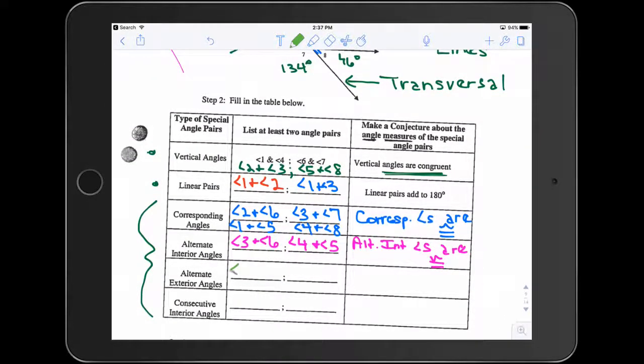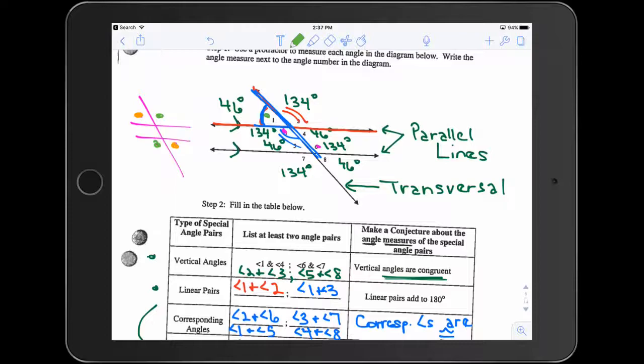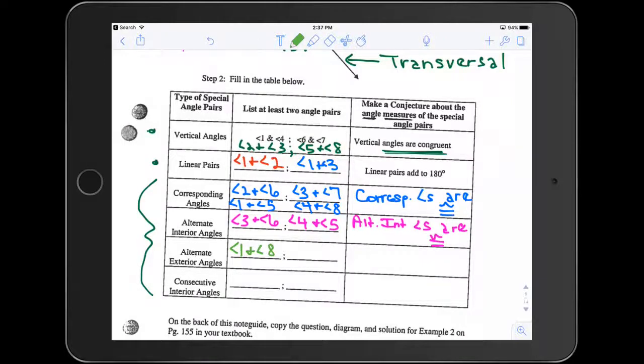So let me first list them. Angle 1 and angle 8 are alternate exteriors, and you can see angle 1 and angle 8 up in the picture. And then 2 and 7 are the other set of alternate exterior angles. If you compare the angles that we measured earlier, we will note that alternate exterior angles are congruent. At this point, you're probably going to say, geez, they're all congruent. But that's not always the case, is it? So far, every single angle pair relation and also the vertical angles are congruent. So this one, this one, this one, and this one.